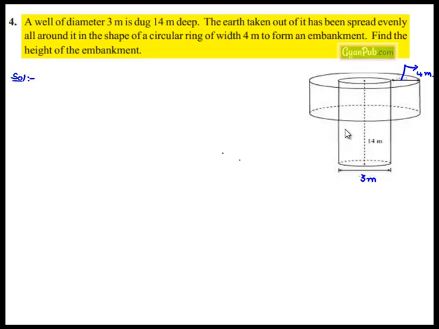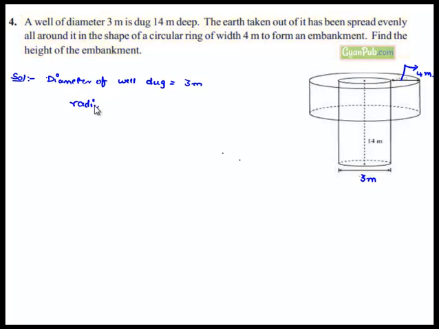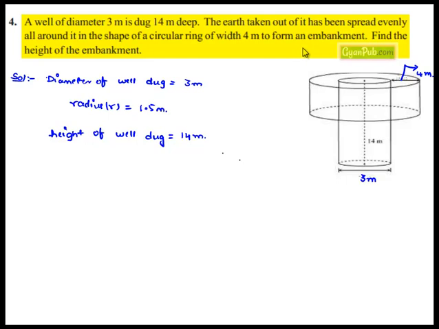Here he has given that the diameter of the well dug is equal to 3 meters. Therefore the radius of the well dug, r, will be equal to half the diameter, that is 1.5 meters, and the height of the well dug is equal to 14 meters. Now he says that the earth dug has been used for building the embankment around the well. So here the volume of the earth taken from the dug well is used for the embankment. Therefore the volume of the earth dug will be equal to the volume of the earth used for building the embankment. So let us find the volume here.